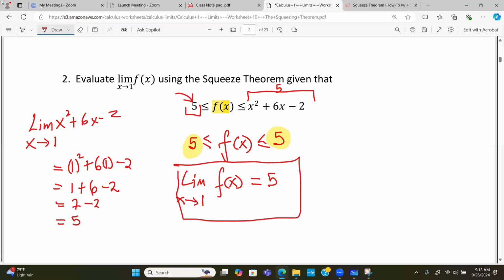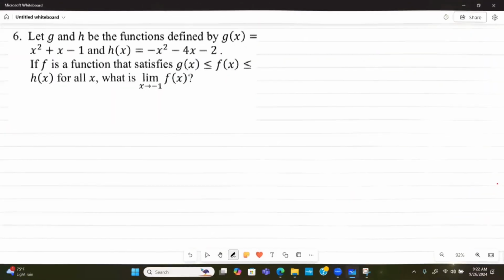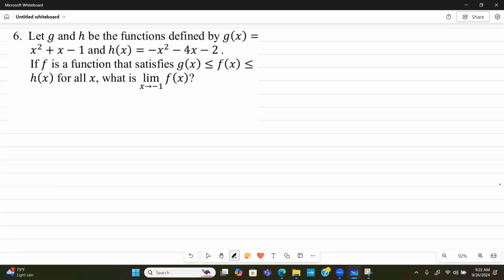Let's take a look at another problem. All right, let's take a look at this problem here. It says let G and H be functions defined by G of X is equal to X squared plus X minus 1, and H of X is equal to minus X squared minus 4X minus 2. If F is a function that satisfies G of X is less than or equal to F of X, which is less than or equal to H of X for all X, what is the limit of F of X as X goes towards -1?